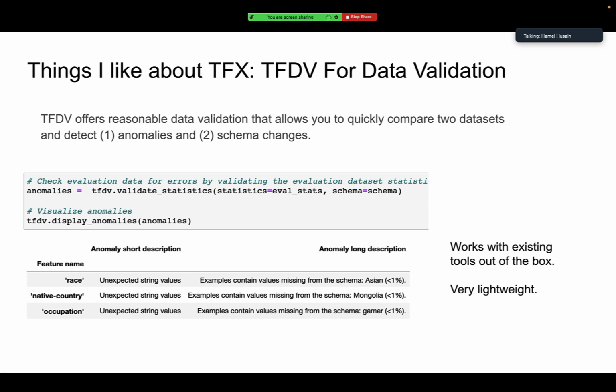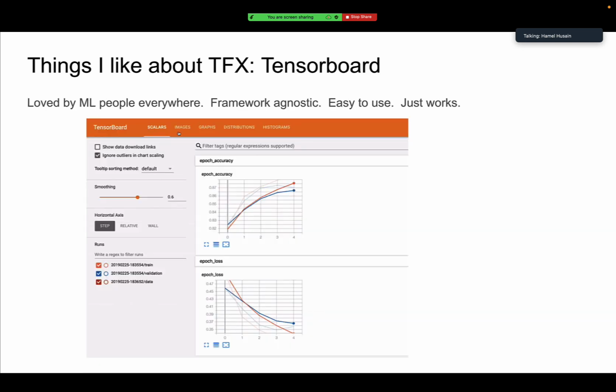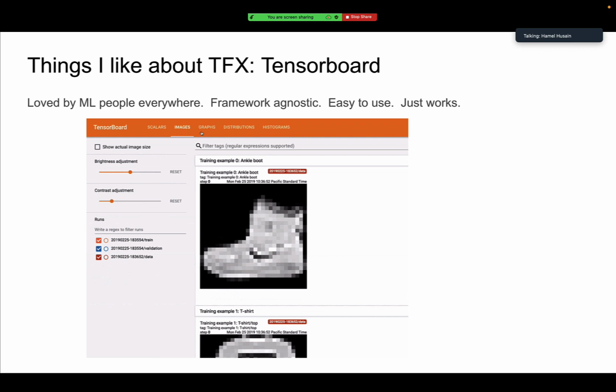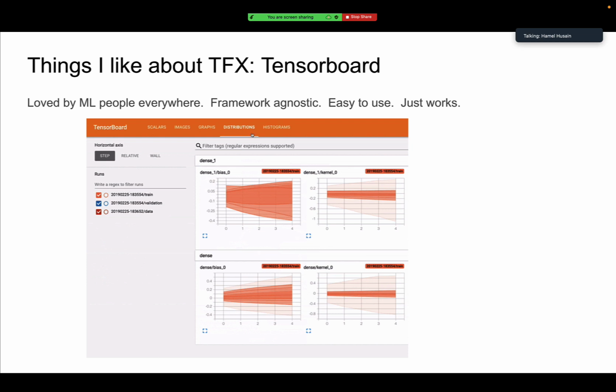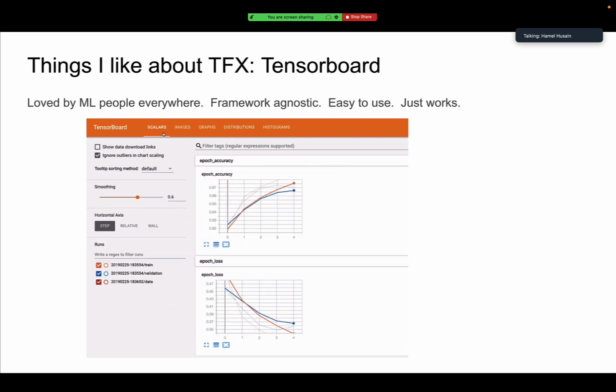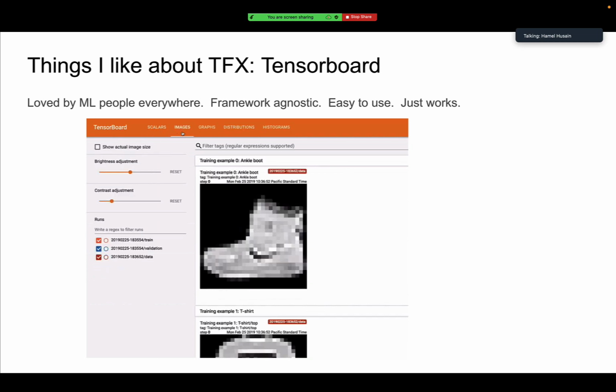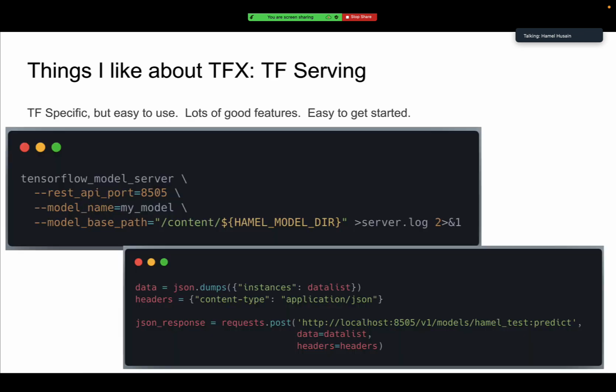Similarly, the library helps you validate statistics and validate schema, so you can quickly check the schema of your data and do at least some minimal testing of your data, and it's very lightweight. Another thing I like about things under the TFX umbrella is TensorBoard. It's really nice. You can use it with any framework. People really like it generally. It's easy to use. It's well documented.